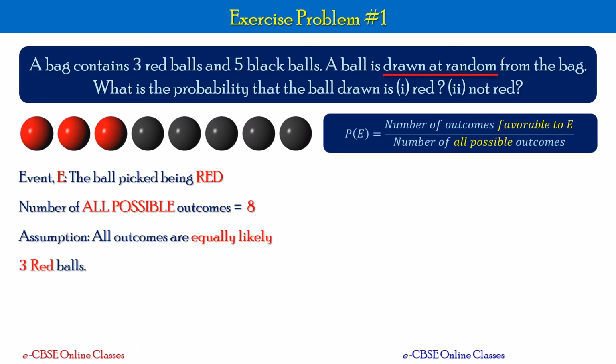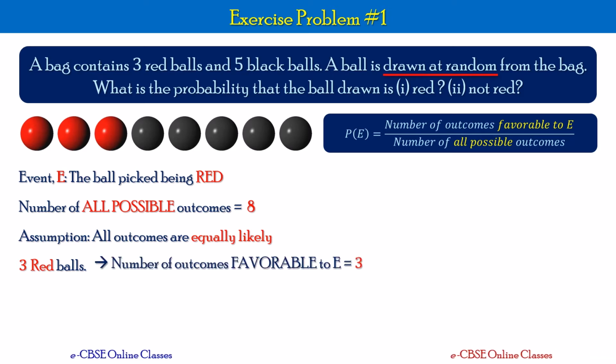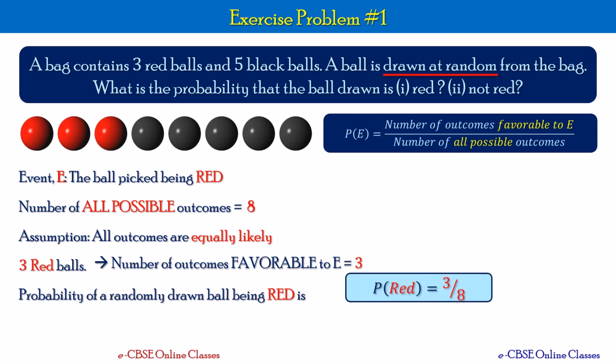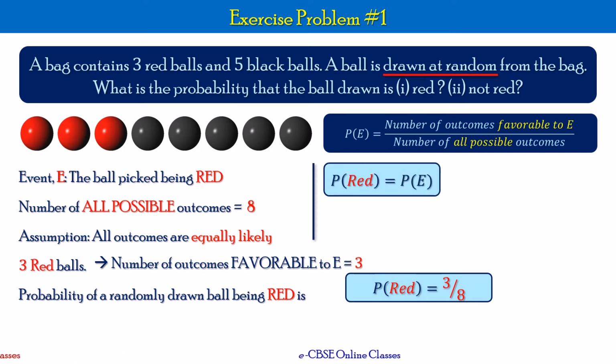So, there are 3 red balls. Then what is the number of outcomes favorable to our event E? Our event E is the ball being red, right? So, the number of outcomes favorable to E is equal to 3, which is our numerator. So, the probability of a randomly drawn ball being red is P of red is equal to 3 by 8.